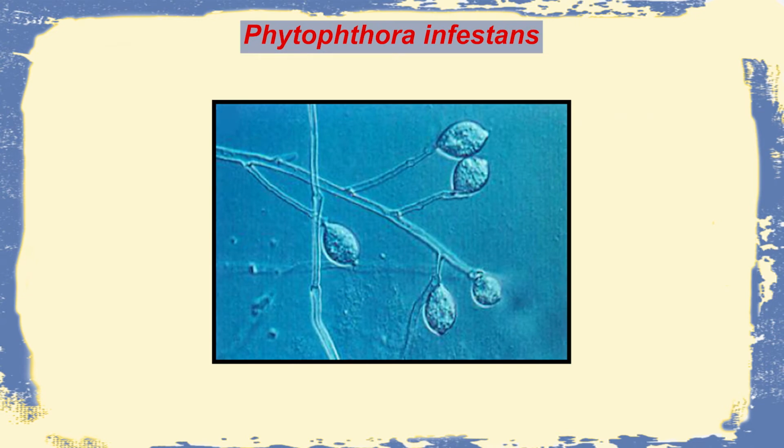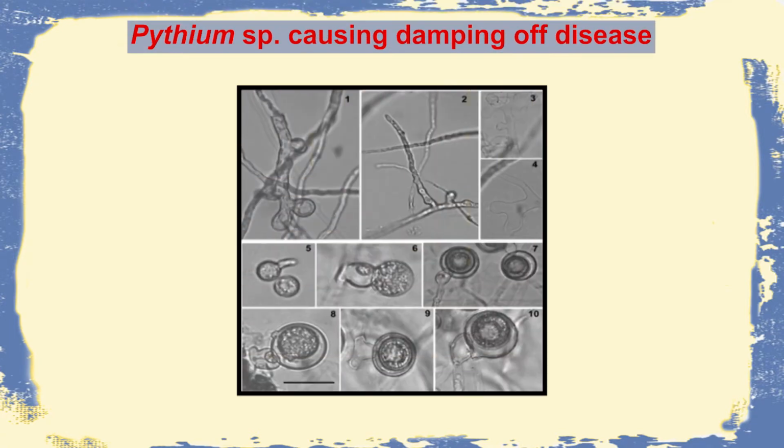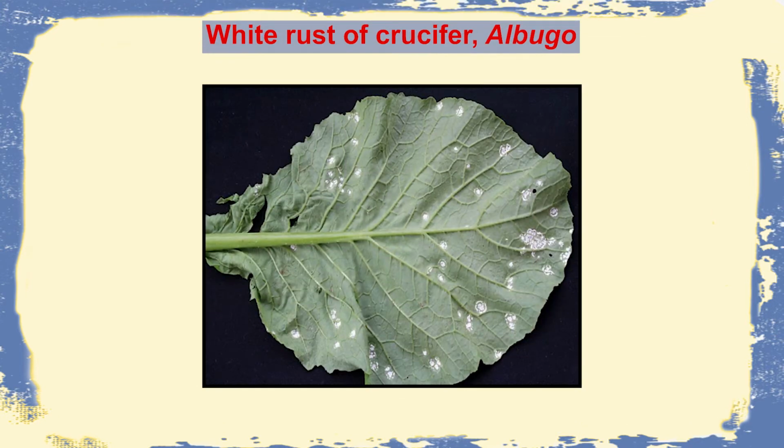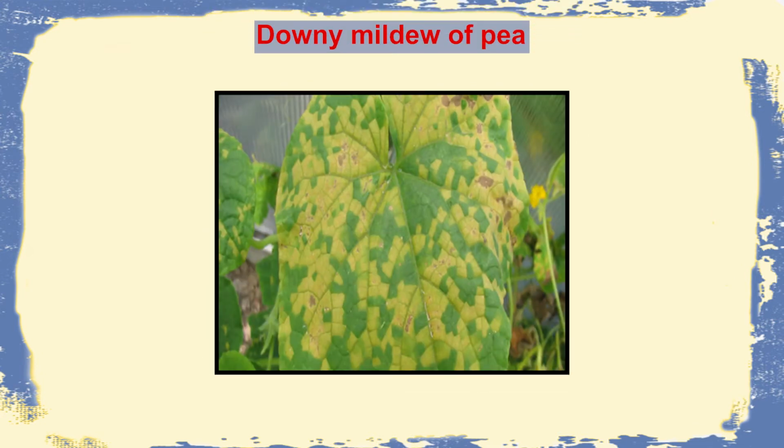Some of them include the Phytophthora infestans, which is the late blight pathogen, and it is famous because it caused the famous Irish famine in 1845, where the potato fields were destroyed by this fungus. They also include the Pythium. Pythium is also a pathogen because it causes damping off disease in crop plants. They also include Albugo candida, which is the white rust of crucifers. They include the Peronospora causing the downy mildew of pea.